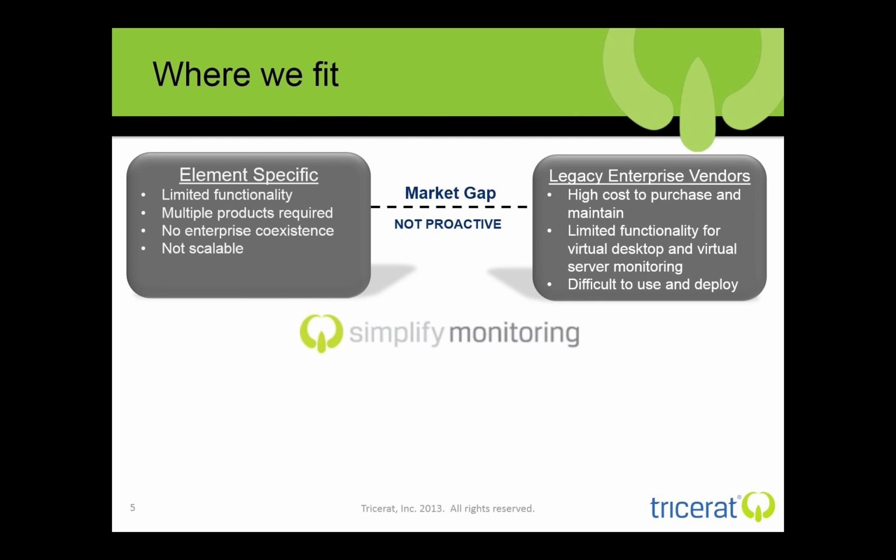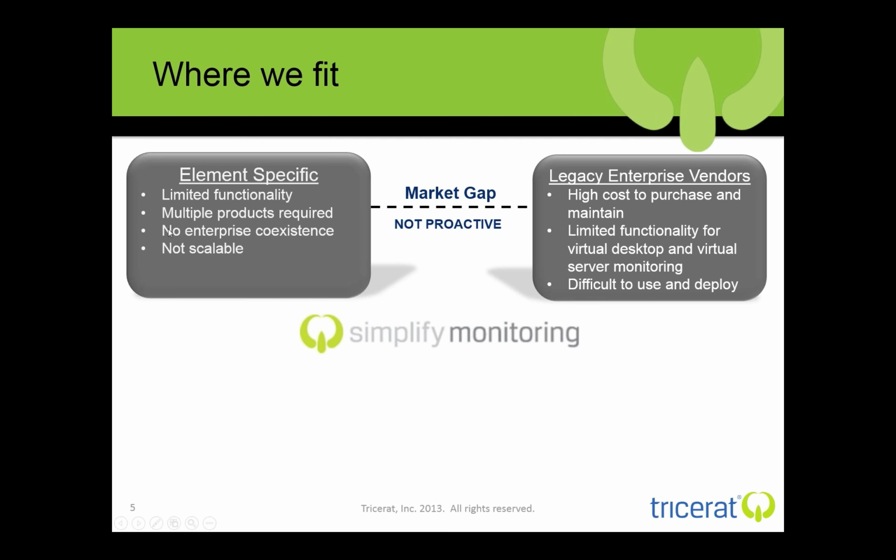The others on the left are element specific, like Veeam, VM Turbo, SolarWinds, or Comtrade, with characteristics like a narrow focus. They can be less expensive, easier to use, but need multiple products to get the job done. And most don't coexist and aren't scalable.